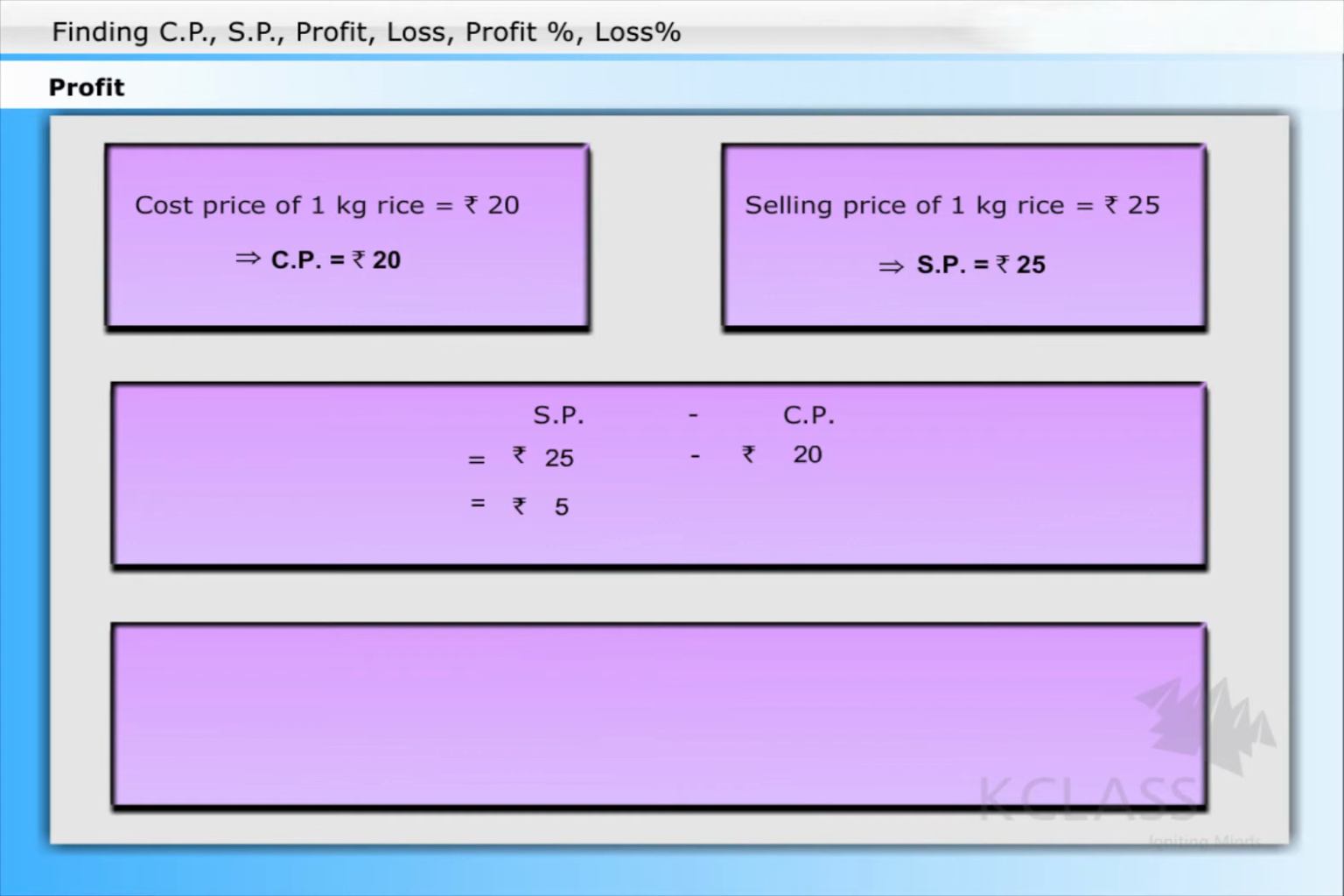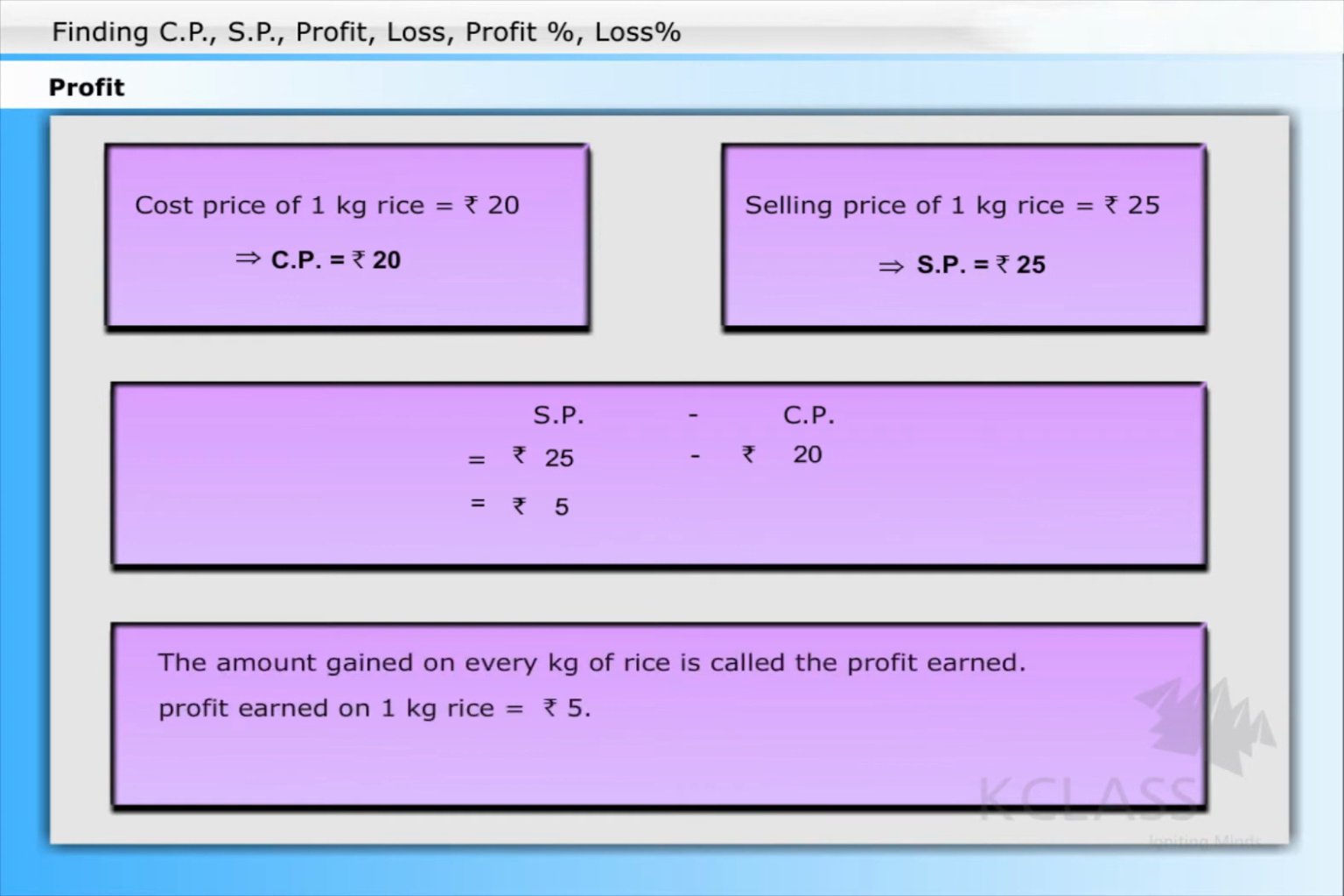Thus, we can say that on selling 1 kilo of rice, the shopkeeper gained or earned 5 rupees. This amount, that is, the amount gained on every kilogram of rice, is the profit earned. In this case, the profit earned by the shopkeeper on 1 kilogram of rice sold is 5 rupees. Thus, we can say that when the selling price is greater than the cost price, the difference between the selling price and the cost price is the profit that is earned in the transaction.